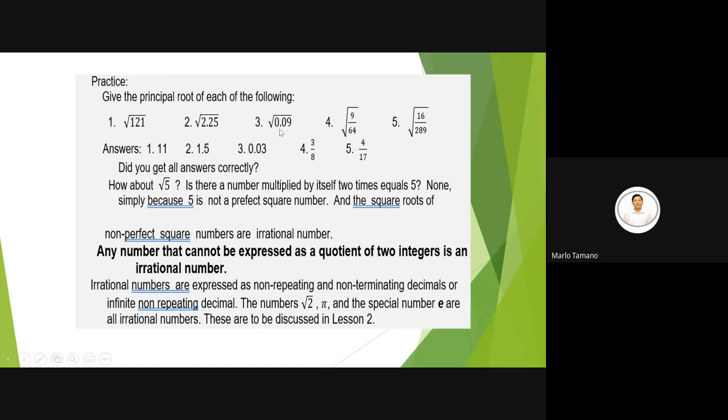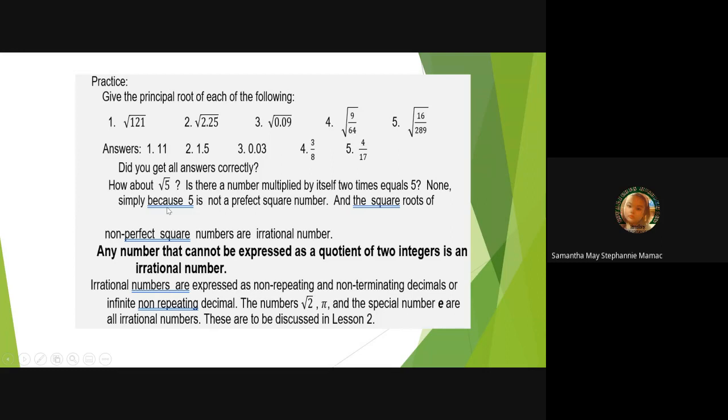And how about number 3? Square root of 0.09. So this is a typographical error. It should be 0.3. That is the correct answer. Next, number 4. What is the square root of 9? It's 3. Tama? What is the square root of 64? It's 8. So 3 eighths po ang sagot natin for that number 4. And number 5. The square root of 16 is 4. Then the square root of 289 is 17. Is that correct? Yes. So the question here is, did you get all the answers correctly?